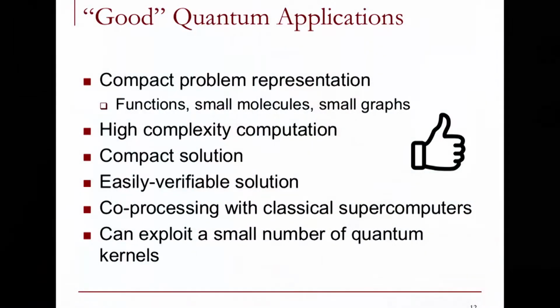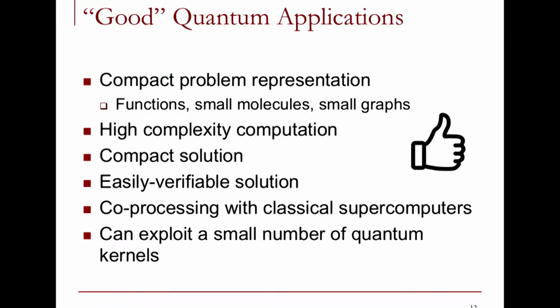You want a high complexity computation, right? So you want to take, for example, your 1024-bit RSA key, and you want to factor that. It takes a lot of computation, right? And we have an algorithm to do that.